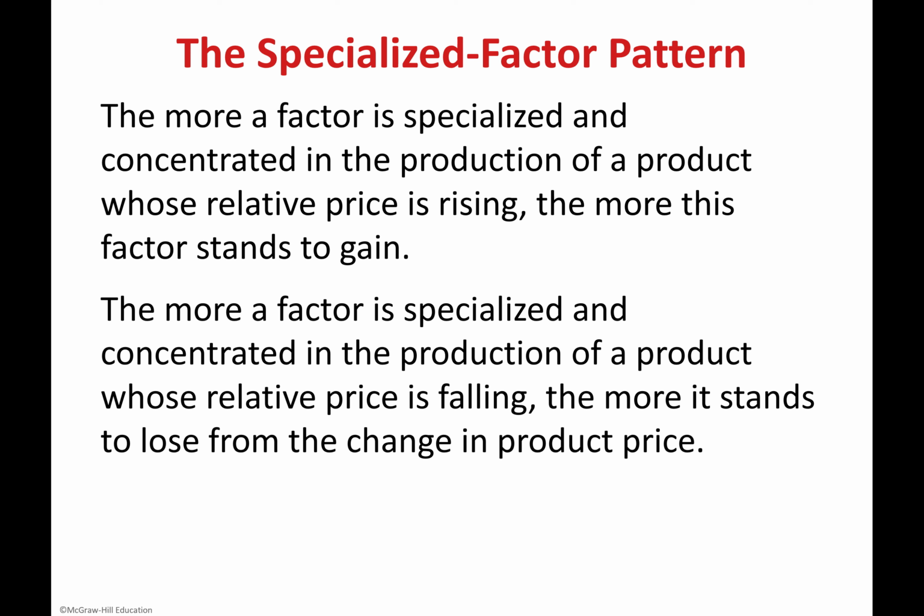Specialized factor pattern. The more a factor is specialized and concentrated in the production of a product whose relative price is rising, the more this factor stands to gain. In other words, if you have a comparative advantage in something where you have to have a qualification to work in that industry, for example, then the factors in that industry would gain a lot. Why? Because labor from other industries couldn't simply move across. They would have to get some kind of educational qualification.